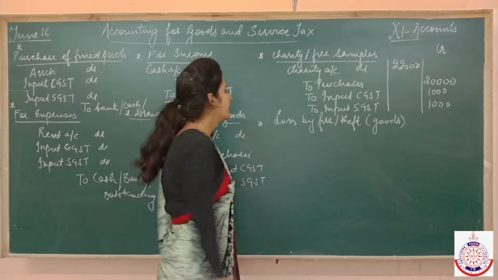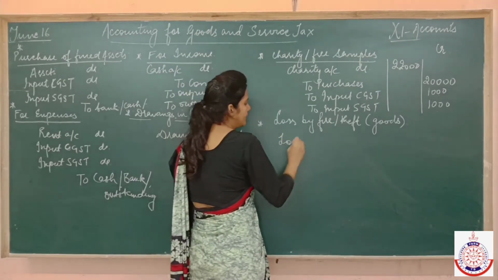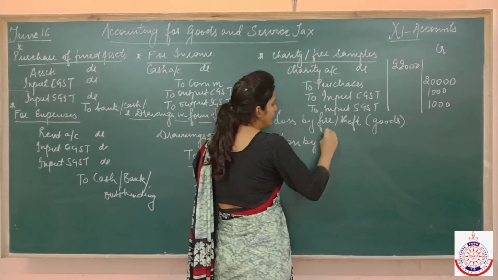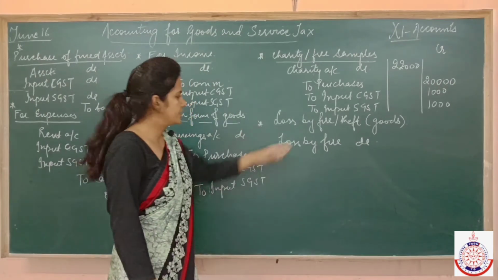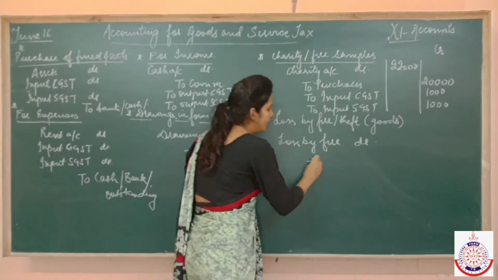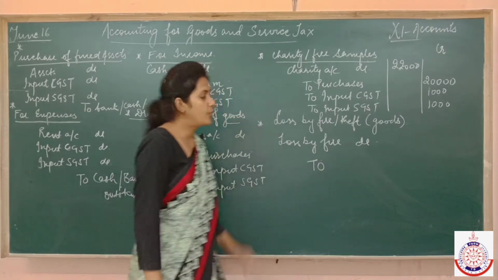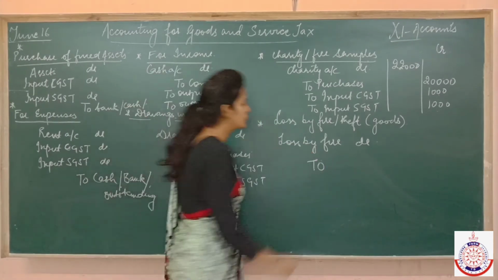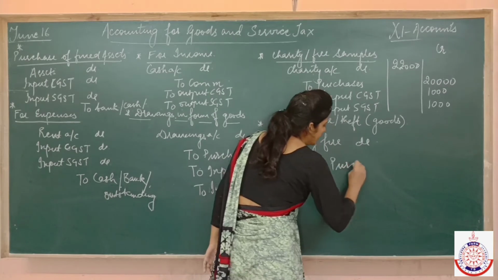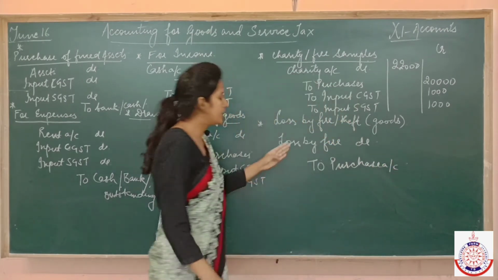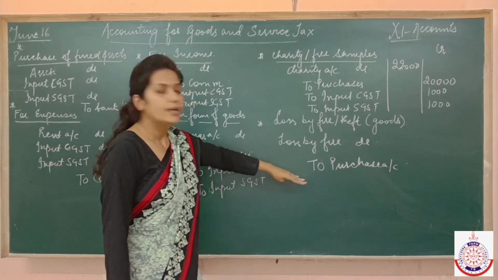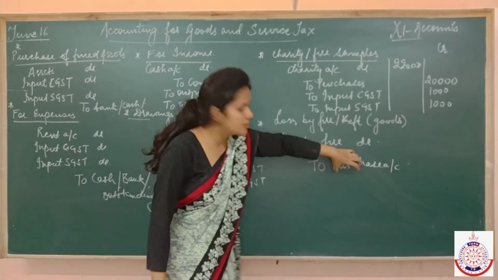Now same in this case, if the goods have been destroyed by fire or the goods have been stolen by somebody, then what entry will you pass? In this case, loss by fire or theft will be debited as it is a loss for you. Now again, generally what entry do you pass? Loss by fire or theft to purchases. So credit purchases here.